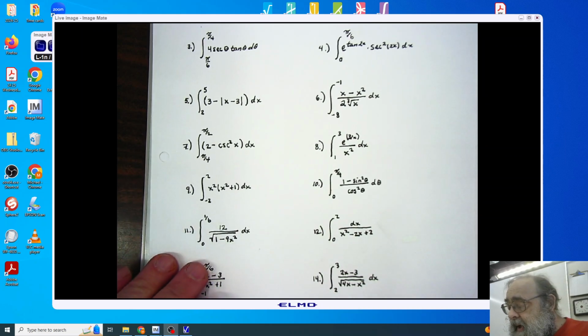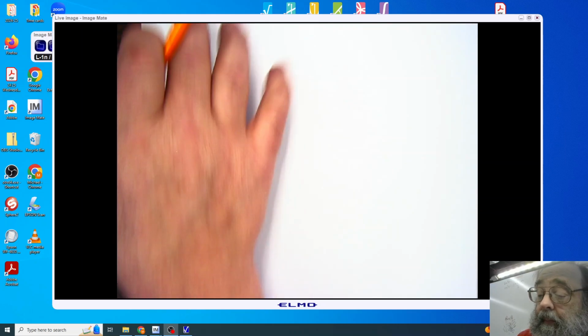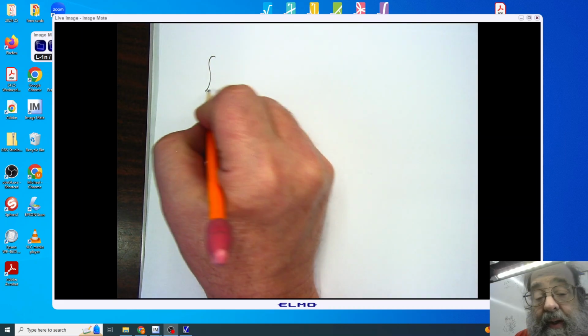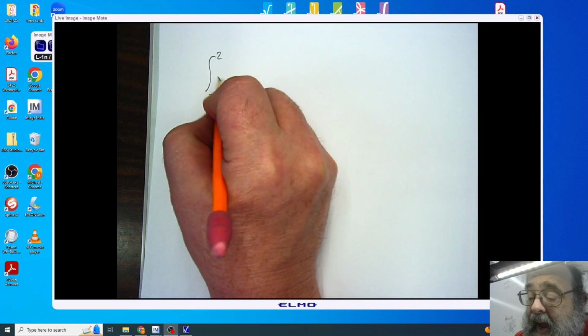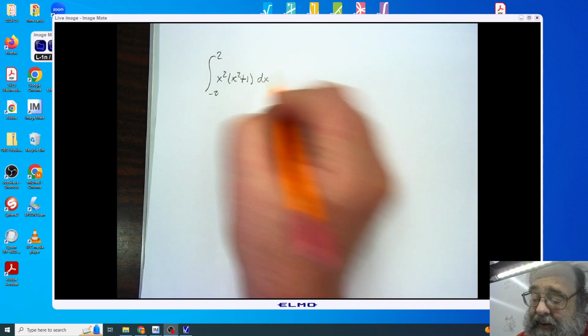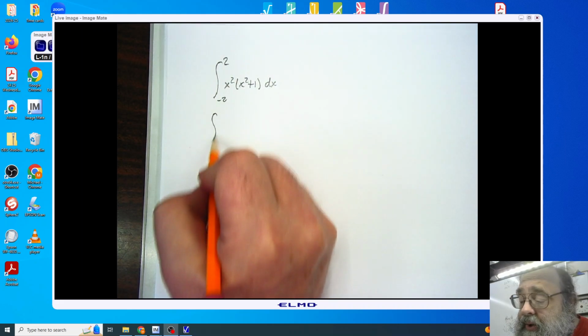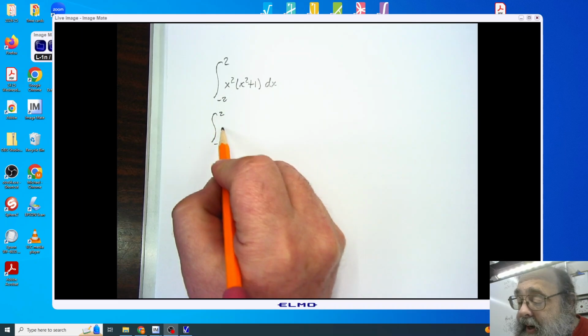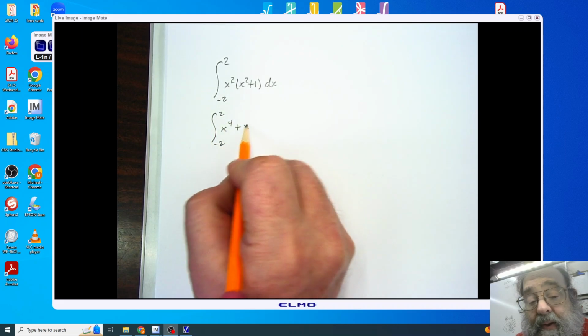Alrighty, let's go ahead and begin. So we're going to start off with number 9. Number 9 has the integral from negative 2 to 2 of x squared times the quantity x squared plus 1, dx. We're going to start by distributing. So I get x to the 4th plus x squared.